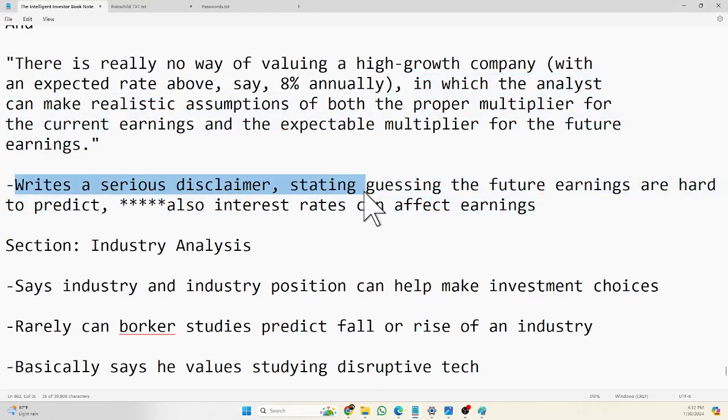He writes a serious disclaimer stating that future earnings are hard to predict. Five-star point. Also, interest rates can affect earnings. Today in 2024, interest rates have gone from historically low, relatively speaking, to historically high at a very, very high rate of expansion. And so this is why I keep saying in a lot of my shows I'm expecting earnings contraction to continue, because we have already had earnings contraction as of this date.